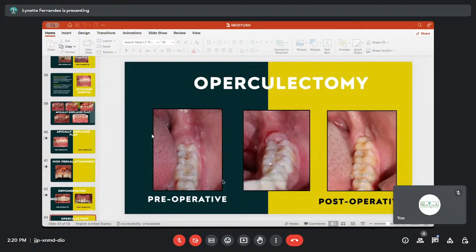This is a case of operculectomy. Your crown is not visible. It is a very easy procedure which can be done. Cut it off and open it up, because it's a problem. It can cause pericoronitis in this area, inflammation of this tissue because of food lodgement.